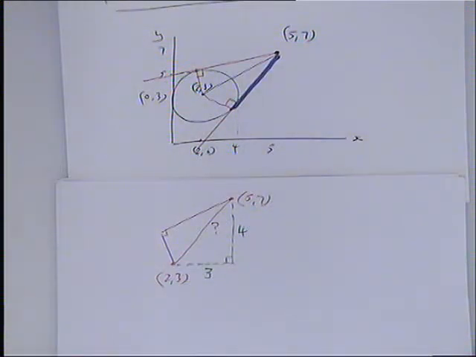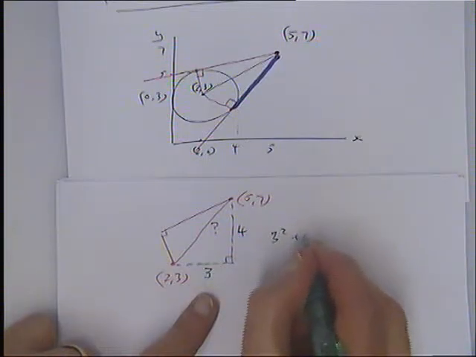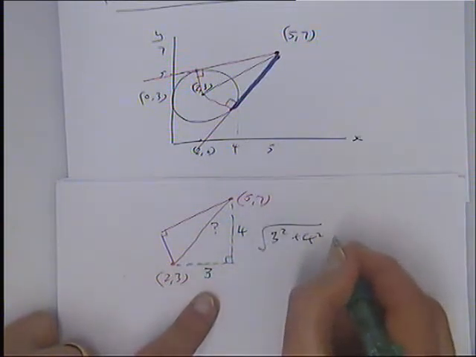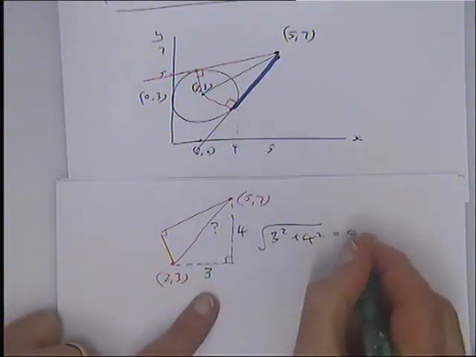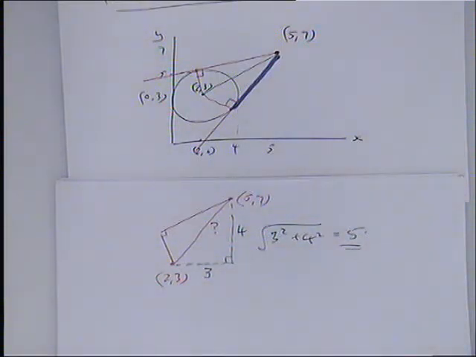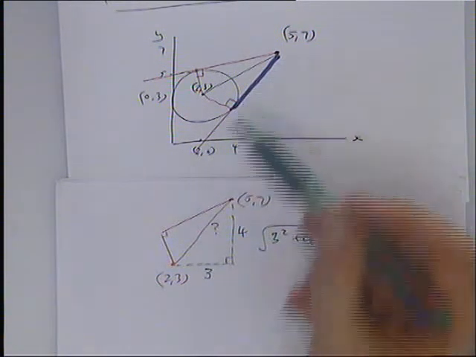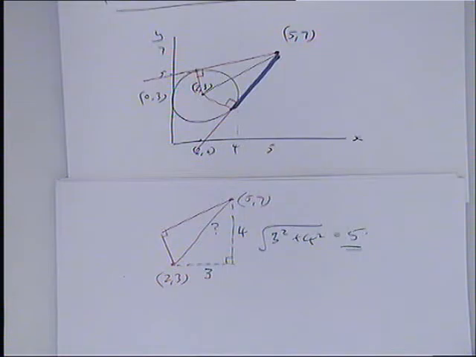What am I going to use? Pythagoras Theorem. Yeah. Okay. 3 squared plus 4 squared. Square root that. I'm finding the hypotenuse, the longest side. That's what I'm adding. What will that give me? 5. Okay. So 5 is the length of that line there.